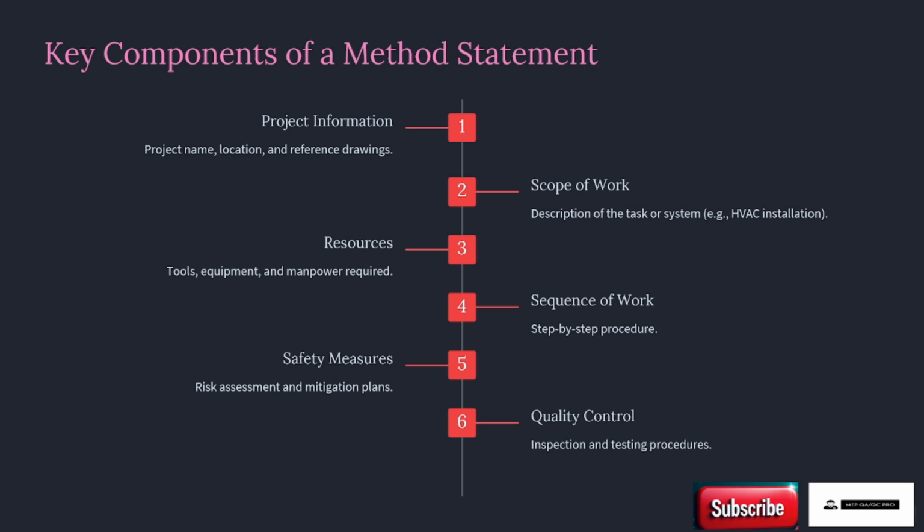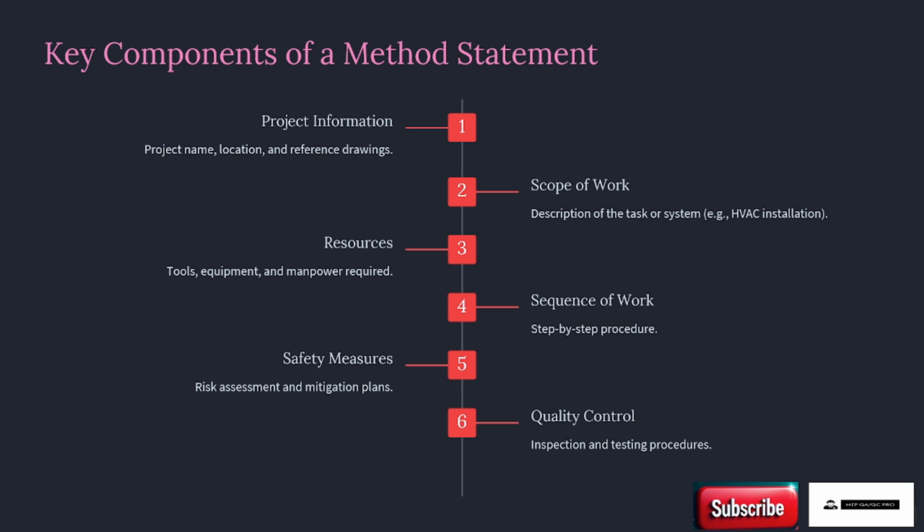The first one is the project information. Once you are preparing the method statement, you need to add your project name, location, and the drawings which are to be submitted for that particular work, to be written as a reference while preparing the method statement. You need to add the drawing numbers, project specification number, and material submittal number. Everything should be there as project information.